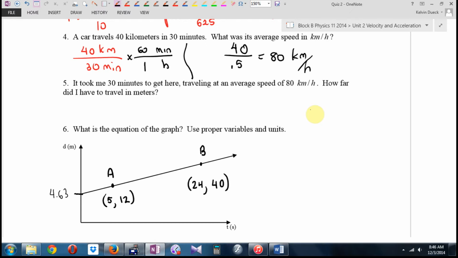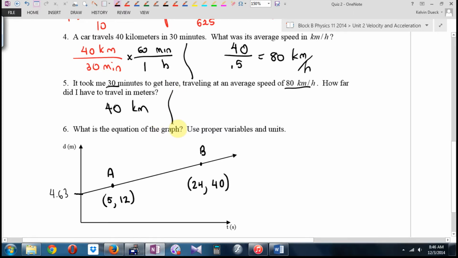It took me 30 minutes to get here, traveling at an average speed of 80 kilometers an hour. How far did I travel in meters? Now, if you were really clever, you would have noticed that this is the same answer from number 4, and this is the same time from number 4, and so you might have just said it has to be 40 kilometers because that's what it was in number 4. Anybody notice that? No? You did? Oh, you caught it?